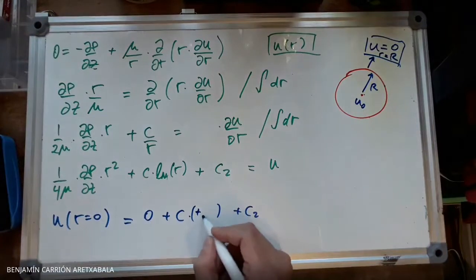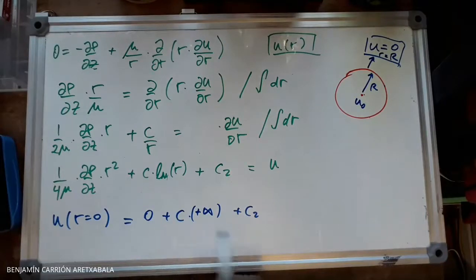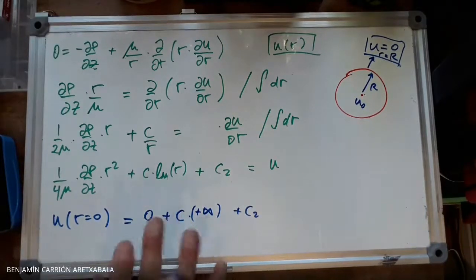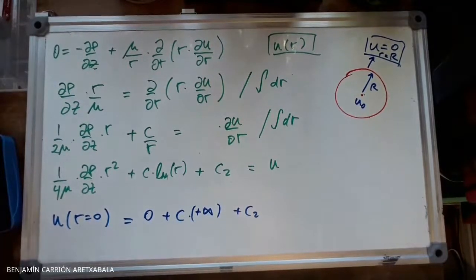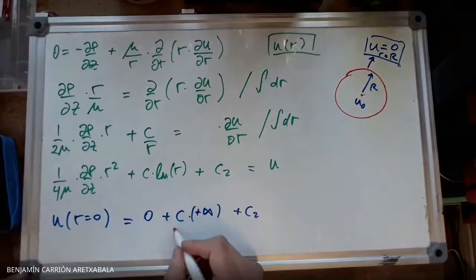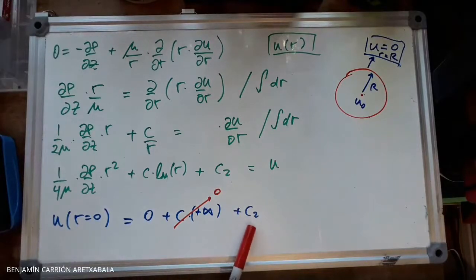This is plus infinite. Actually, the logarithmic is not well defined at 0, and this doesn't make sense, right? It's not that I made a mistake. But this is just to tell you that c1 has to be 0, because the velocity has to be finite. Therefore, c2 is the velocity at the center of the pipe. When r is 0, we have c2.